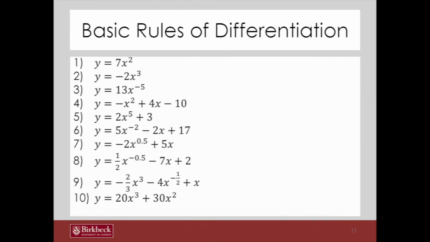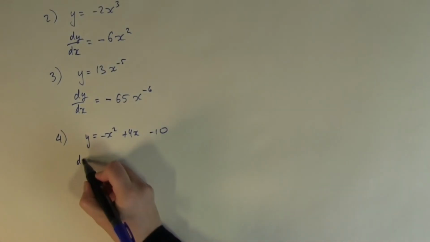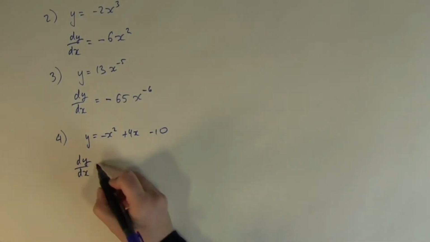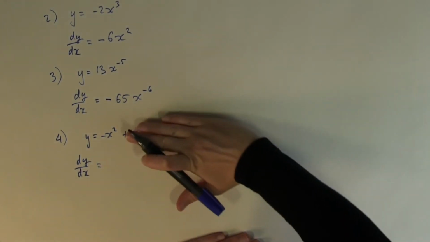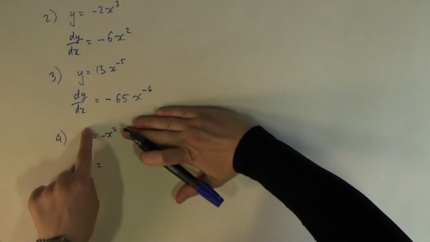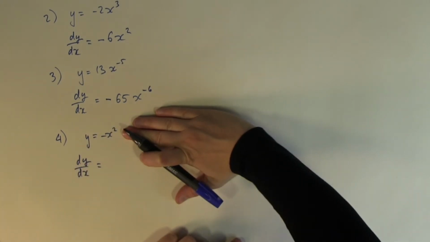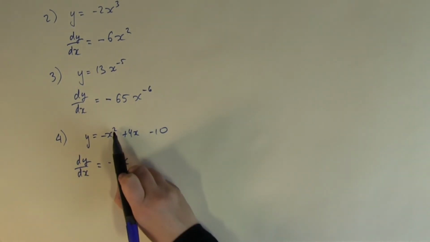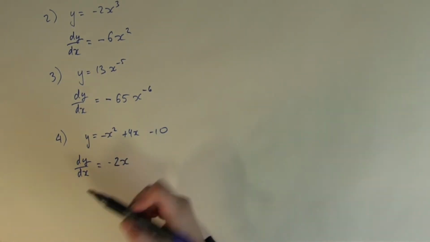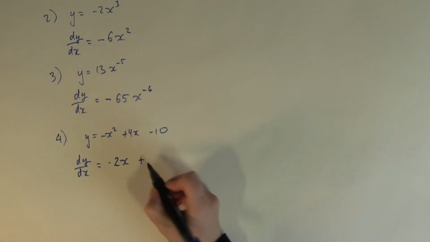In example 4, y is equal to minus x squared plus 4x minus 10. So what's the derivative of this function? Let's look at it term by term. So the first term is a power function. So what I need to do, I need to bring the power down, so that will make it minus 2. And the power of x will be 1, which we don't write out, plus.